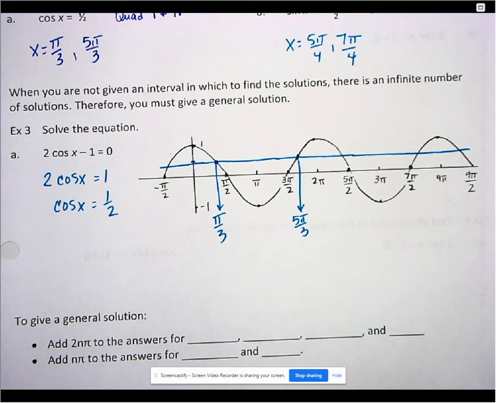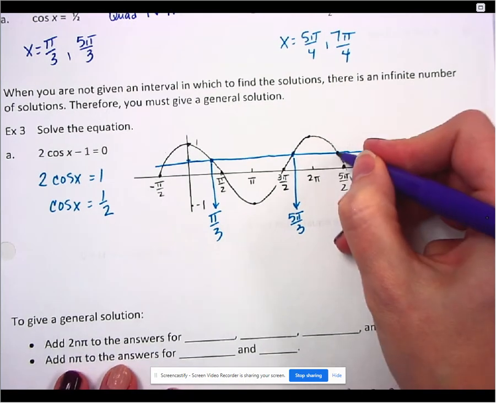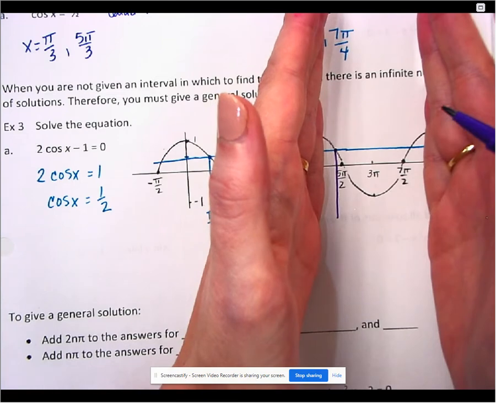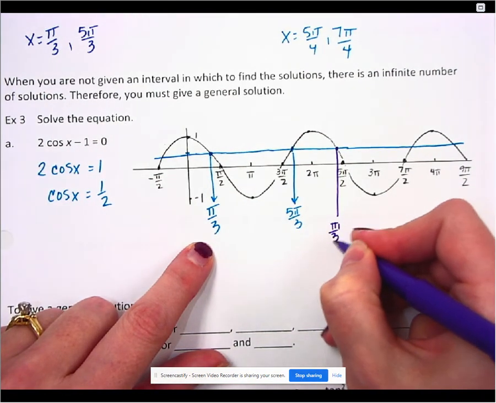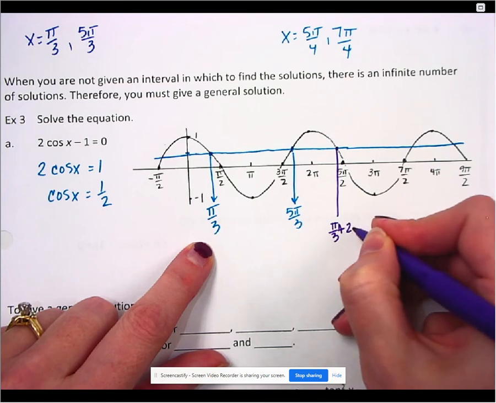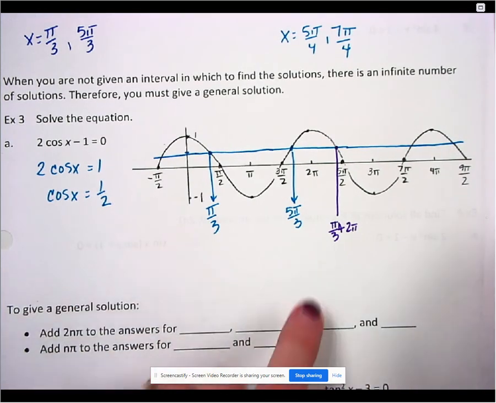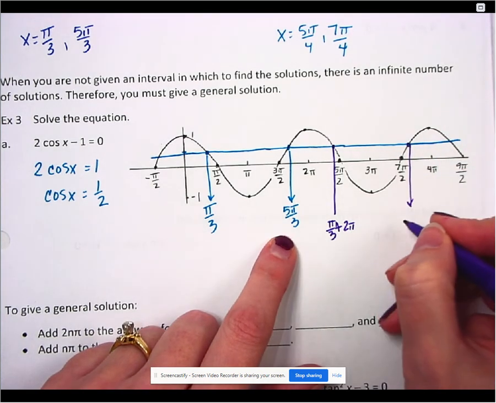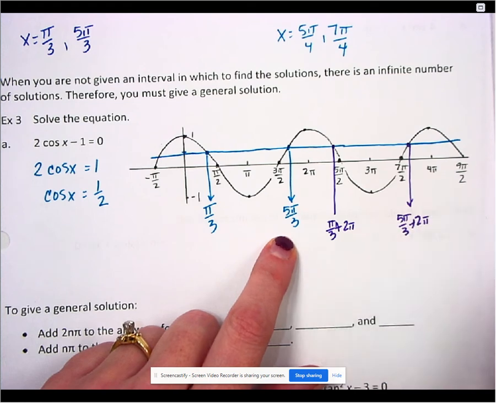But we can also represent the others. So this next one right here is where this period is repeated again. So it's actually going to be pi over 3 plus the period, plus 2 pi. Okay, and I bet you guys could guess what this one is. This one is going to be 5 pi over 3 plus 2 pi.